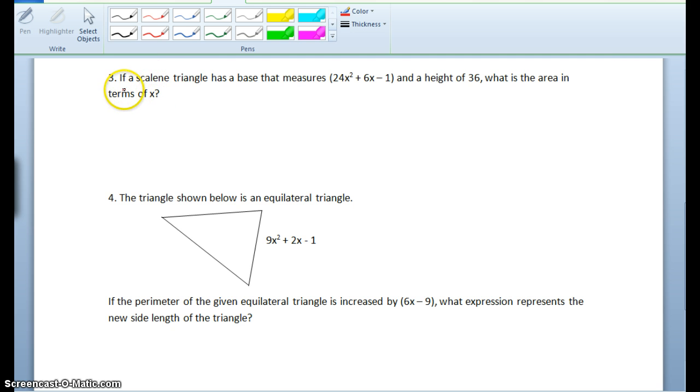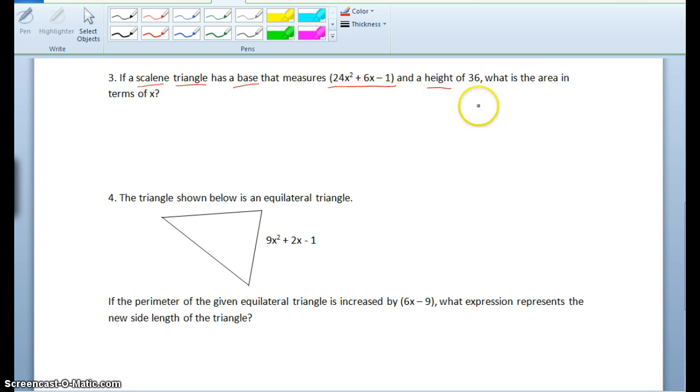Alright, number 3. If a scaling triangle has a base that measures 24x squared plus 6x minus 1 and a height of 36, what is the area in terms of x? Okay, what we got is a scaling triangle, and though it's not very important in this problem, it's nice to remember a scaling triangle is simply a triangle where all three leg lengths are of different lengths.